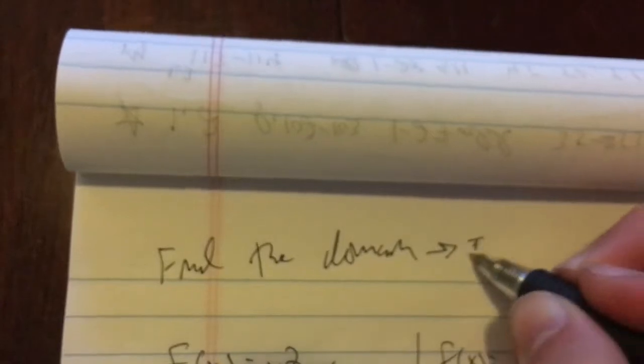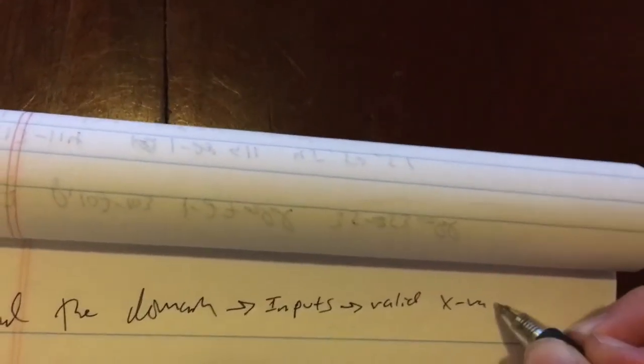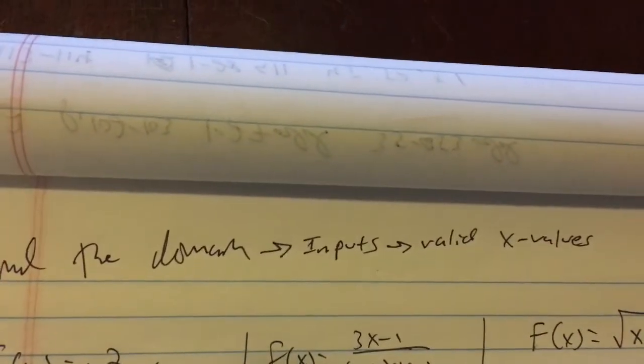So remember, find the domain is just a fancy way to say what are all of the valid inputs, or all of the valid x values of this function. The easiest way that we're going to see the valid inputs in the domain is going to be through a graph, but sometimes we like to make you do it algebraically.